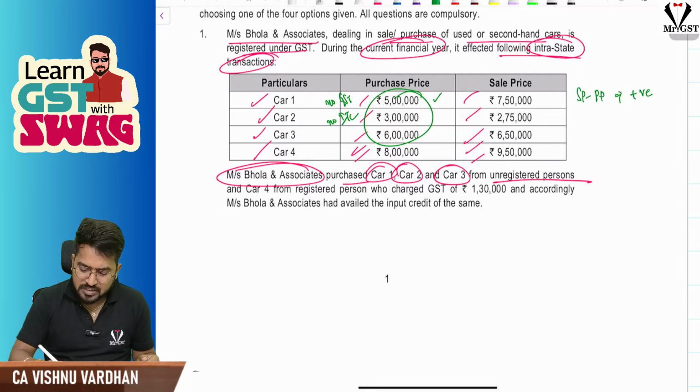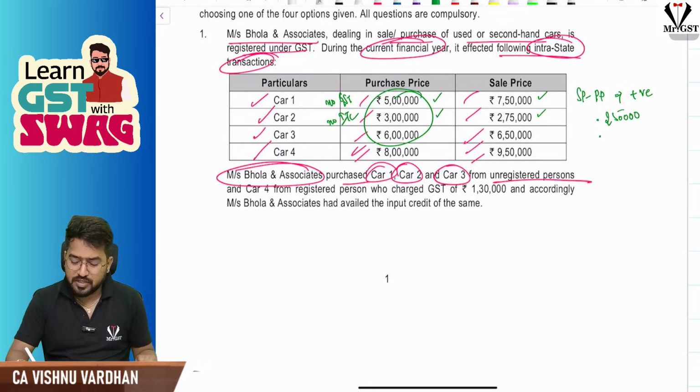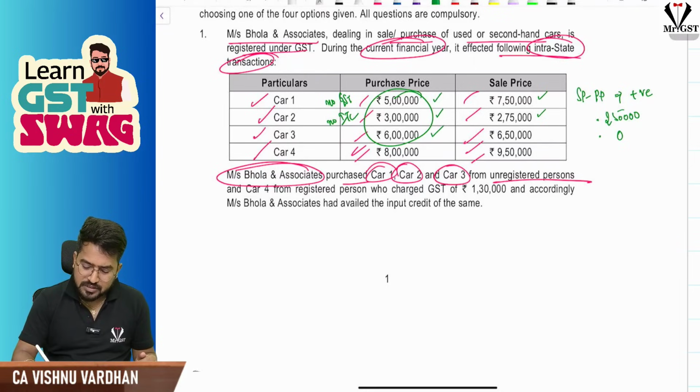So here, purchase price 5 lakh, sale price 7 lakh 50,000. So on 2 lakh 50,000 we will charge GST. Plus here, purchase price 3 lakh, sale price 2 lakh 75,000. That means 25,000 negative, so we will ignore it. Then 6 lakh purchase price, 6 lakh 50,000 sale price, so we will charge GST on 50,000. Next, car 4, 8 lakhs and 9 lakh 50,000.